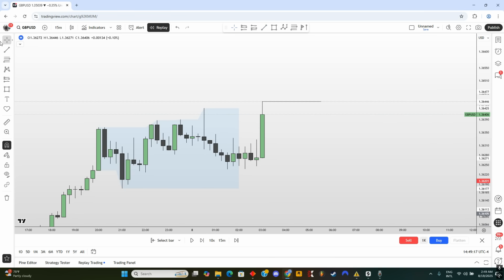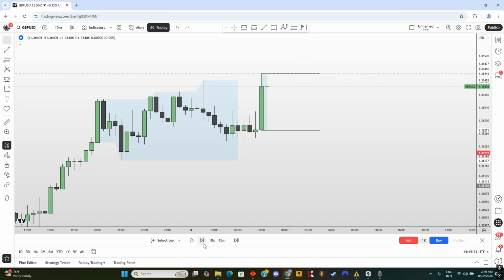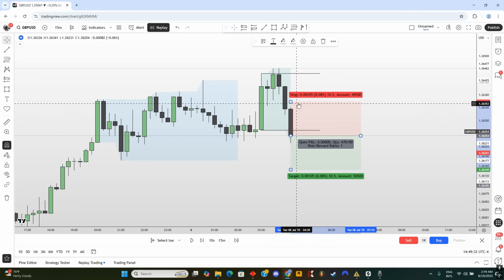So mark out the high and the low of the 3 a.m. candle on the 15 minute. Wait for a breakout above or below it. You don't need bias. You don't need any of that stuff. You don't need to look at high time frame trend. Just trade this mechanical setup that happens every single day.